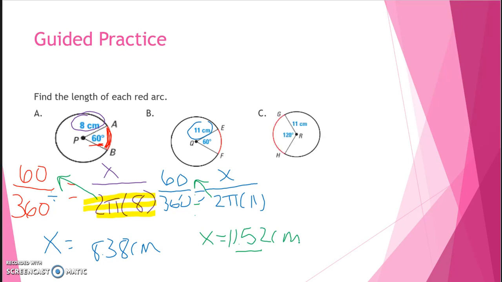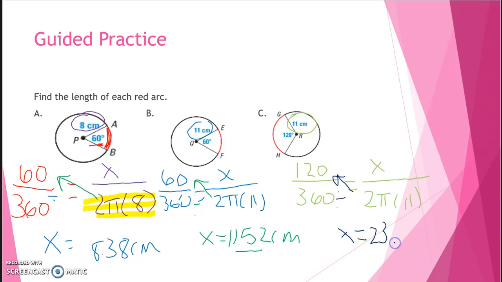So we're going to do one more, and this time our arc measure is 120. It's over 360. Once again, we're looking for that arc length. We know our radius again. So start by finding your circumference. Multiply that by 120. Then you're going to divide that by 360. And you should get 23.04 if you round. Once again, that's going to be centimeters.